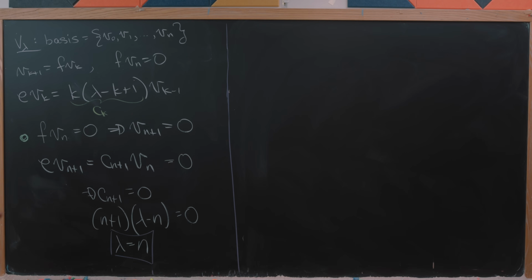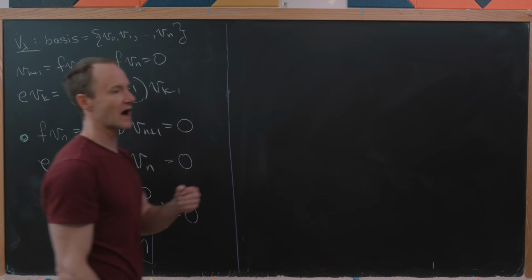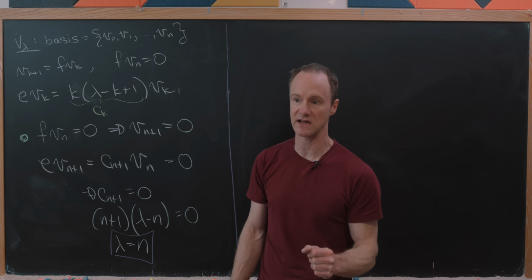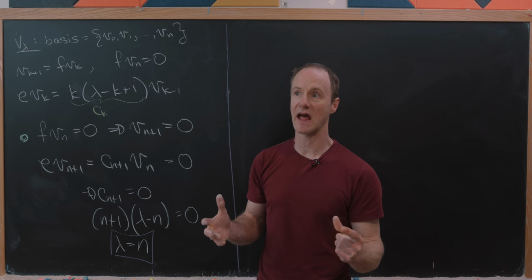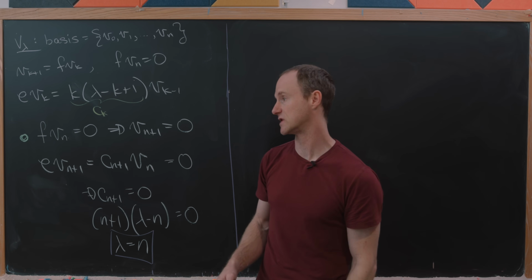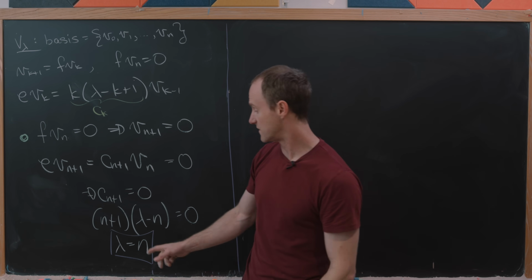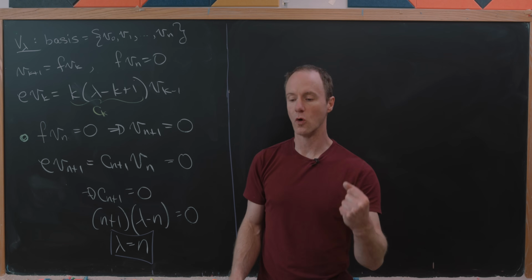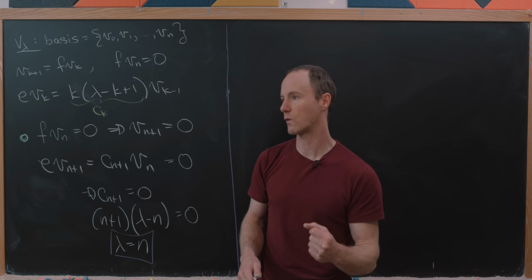And that's actually a really big takeaway: if you've got an irreducible representation of SL2 that's finite dimensional, and let's say it has n plus 1 dimensions, then this highest weight lambda has to be equal to n, one less than the dimension that we're working with.